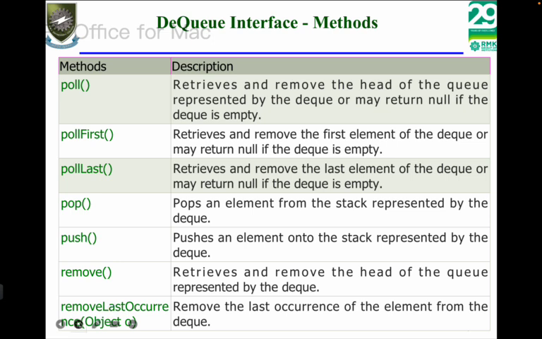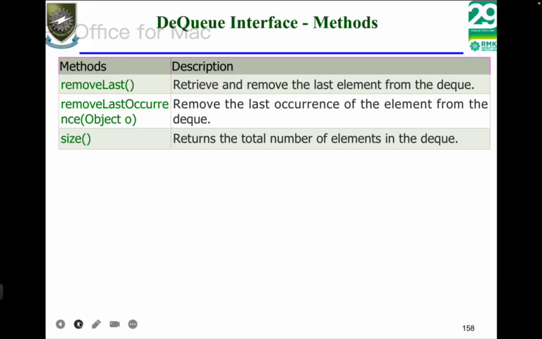So you all been associated with a predefined method. The only thing is we have to understand which method has to be used in certain conditions. Similarly, if I wanted to remove the last element, I can go with removeLast. And similarly, if I wanted to remove the last occurrence of an object of the DQ, I can go with removeLastOccurrence. If I wanted to present the size or the elements which are present in a DQ, I can go with the size. So these are all the methods associated with a DQ.